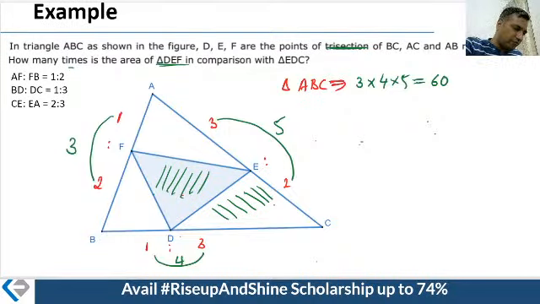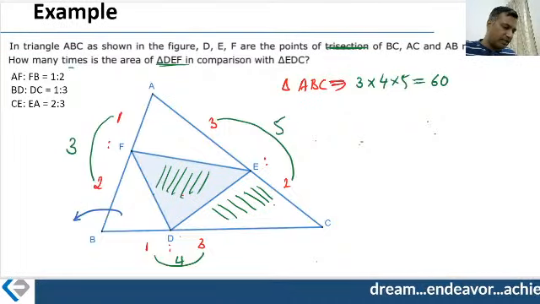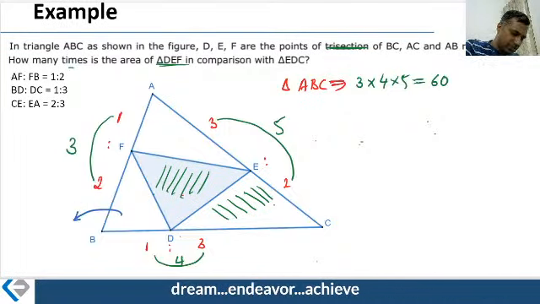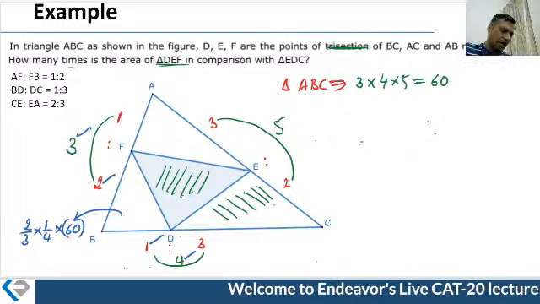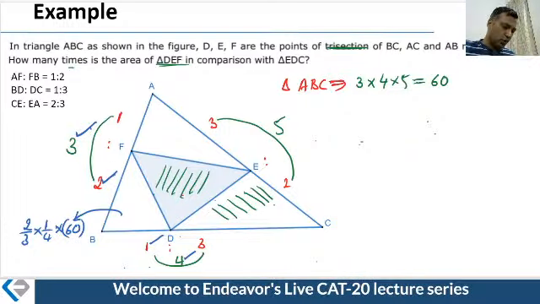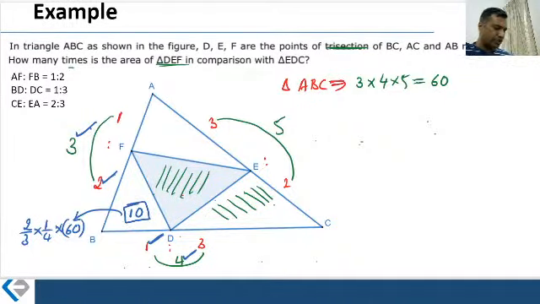Fair enough. So what will be the area of this piece now? I want to find the area of this piece. Simple, friends. Area of this piece is nothing but, look at this, 2 out of 3 into 1 out of 4 into 60. This is 2 out of 3 total, this is 1 out of 4 total. Therefore, out of 60, how much is it going to be? It's going to be 10 units.